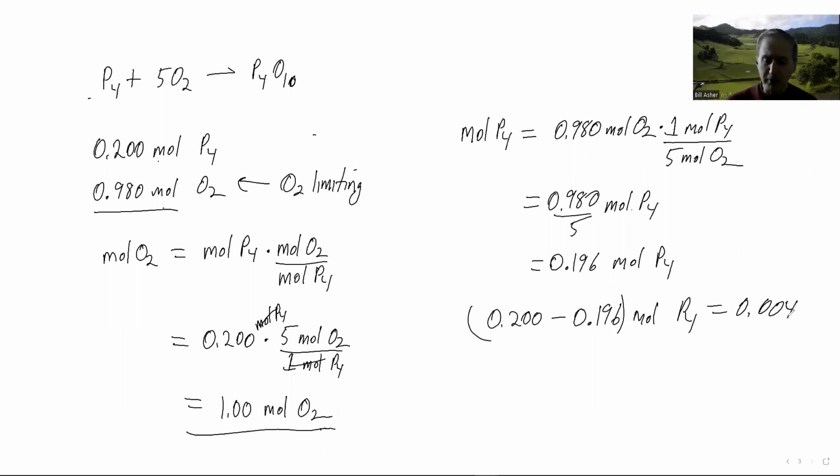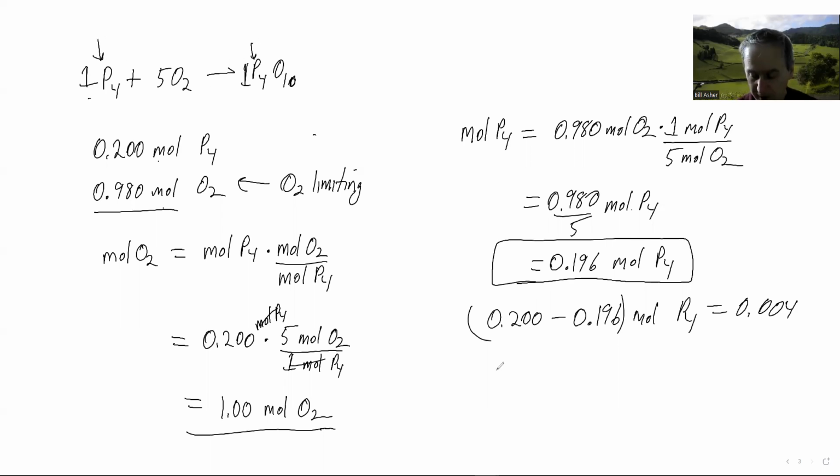Now, how much P4O10 do we form? Well, how much P4O10 we form is related to how much P4 reacts, right? And it's 1-to-1. There's a coefficient of 1 out here and 1 out here. So that means for each mole of P4 that we react, we get 1 mole of P4O10. So that means that moles of P4O10 will equal 0.196 moles, because that's the amount of P4 that we react from all of that.